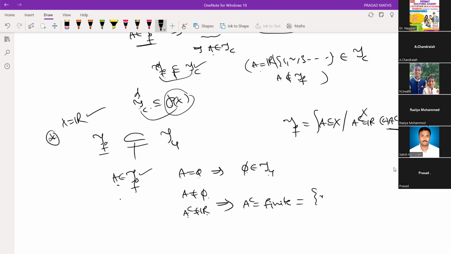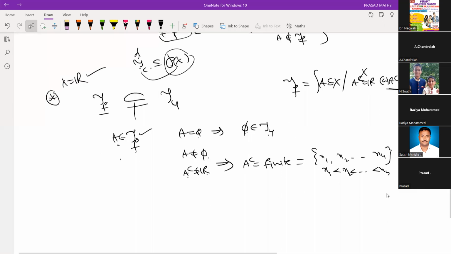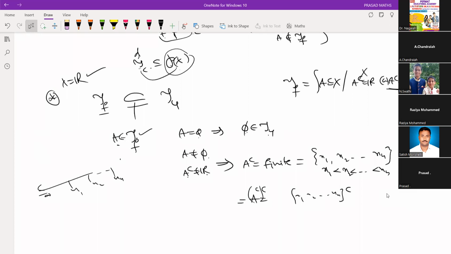Without loss of generality, a finite set means you can take a finite set {x1, x2, ..., xn}. I can take them in strict order because they are real numbers, and real numbers satisfy the trichotomy property, so we can compare them. So that means A complement is this. What is the set A? This is my x1, this is my x2, this is my xn. The set A is the complement of {x1, x2, ..., xn}. That means this is my A: minus infinity to x1, union x1 to x2, union, and so on.